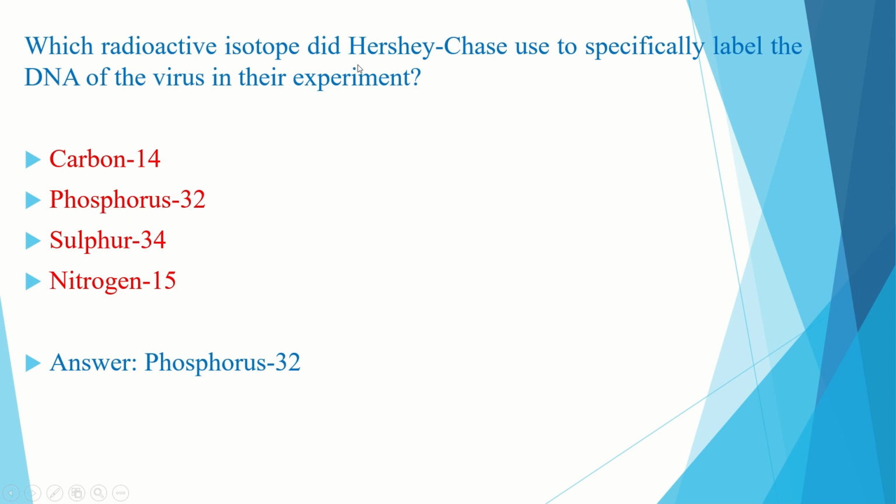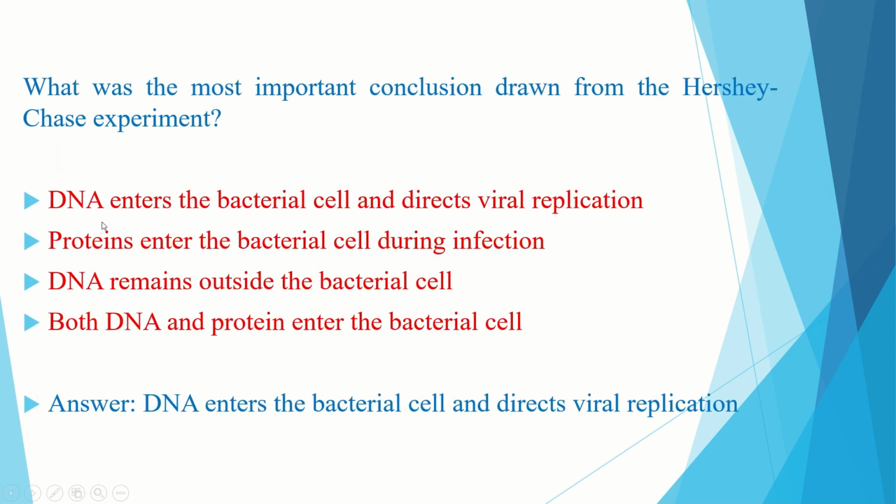Which radioactive isotope did Hershey and Chase use to specifically label the DNA of the virus in their experiment? Carbon 14, phosphorus 32, sulfur 34, nitrogen 15. Answer is phosphorus 32. What was the most important conclusion drawn from the Hershey-Chase experiment?